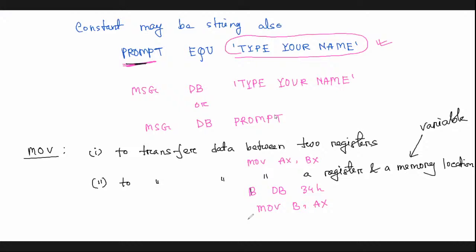Okay, so when you assign the variable, then you can use that variable in your program. If you don't assign, then you cannot use it. And the register, you don't have to assign, because the register is already there in the processor. So we don't need to assign the register, but we have to assign the variables. Okay.